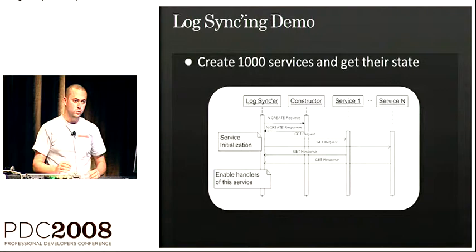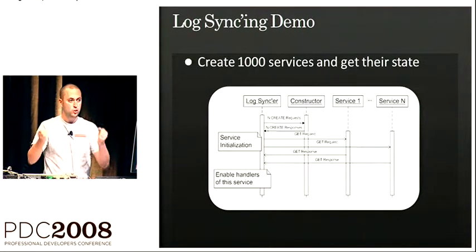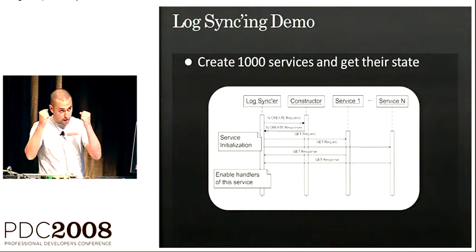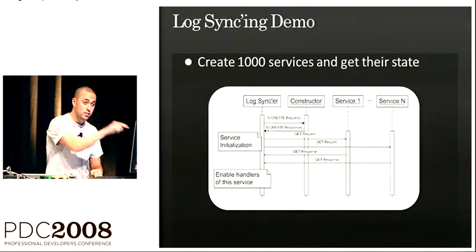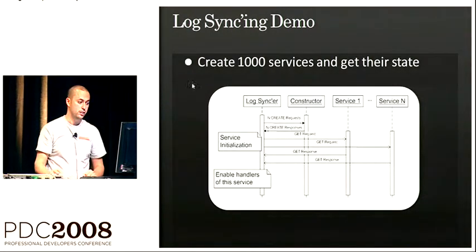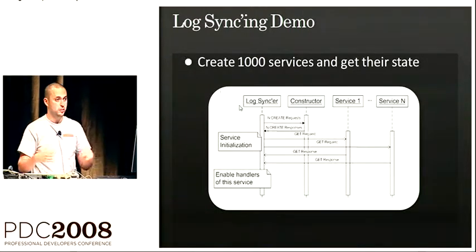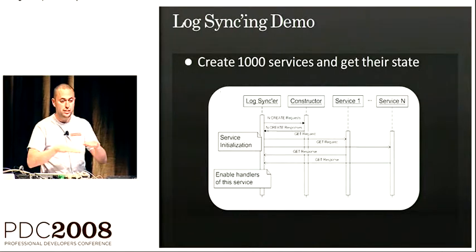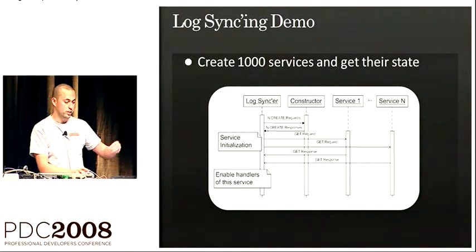The next thing we're going to do, as fast as possible, is issue 1,000 requests to get their state concurrently. And then when we have their state, I'm going to actually start the log syncer service so it's ready to process messages. During all this time, the DSS infrastructure is queuing messages for that service. It's isolating it.